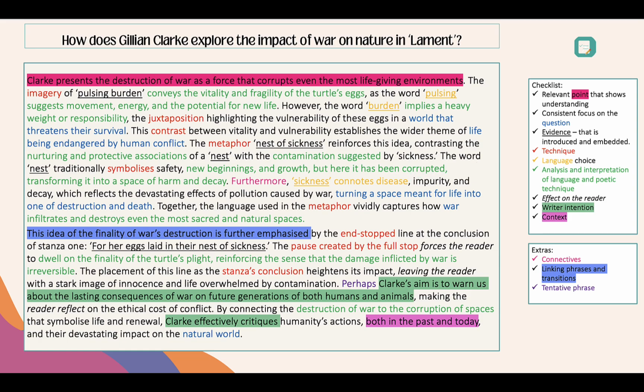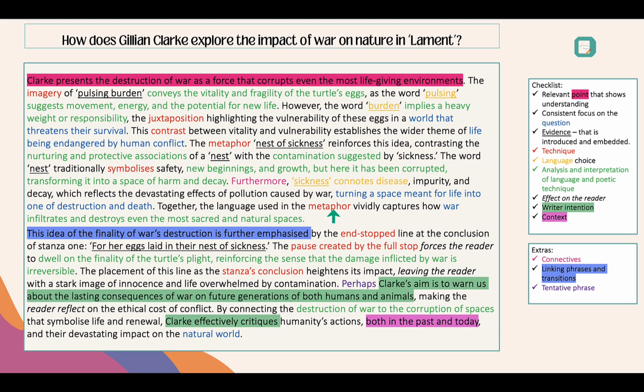which reflects the devastating effects of pollution caused by war. Going back to the question here, turning a space meant for life into one of destruction and death. This is linked back to the question. It is also analysis and interpretation as well, but I couldn't make it both blue and green. Together, the metaphor vividly captures how war infiltrates and destroys even the most sacred and natural spaces.